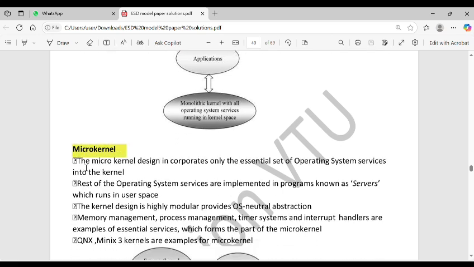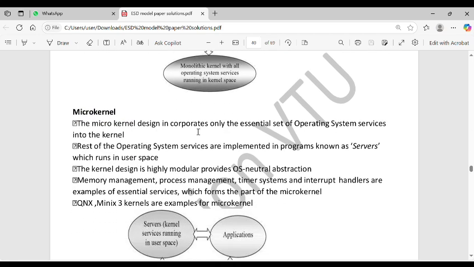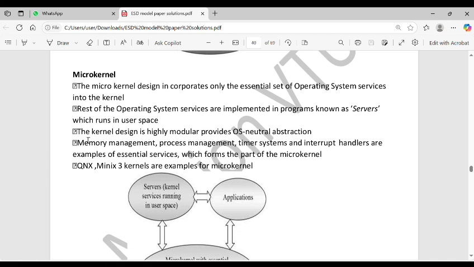And the next is a microkernel. The microkernel design incorporates only the essential set of operating system services into the kernel. Rest of the operating system services are implemented in programs known as servers, which run in the user space. The kernel design is highly modular, provides OS neutral abstraction.